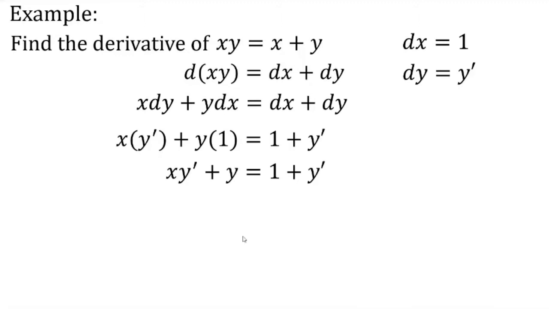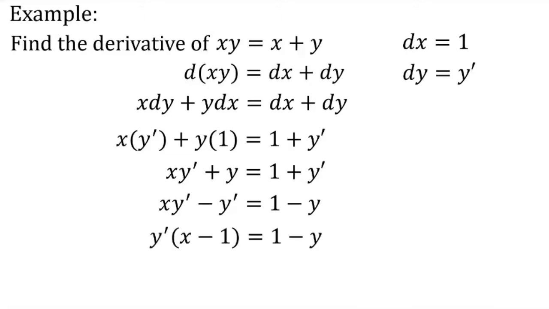Okay? And then this will become xy prime minus y prime equals 1 minus y. Factor out y prime, so this will become y prime times x minus 1 equals 1 minus y. Y prime is equal to 1 minus y over x minus 1.